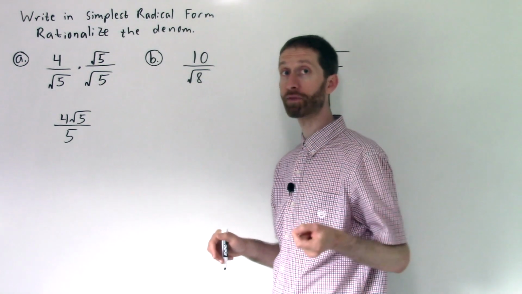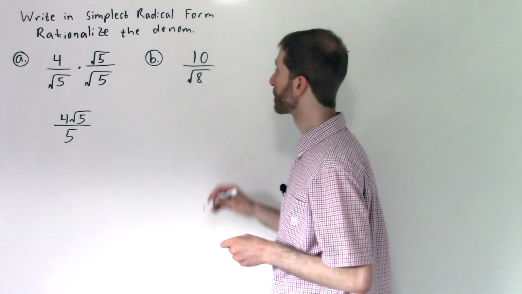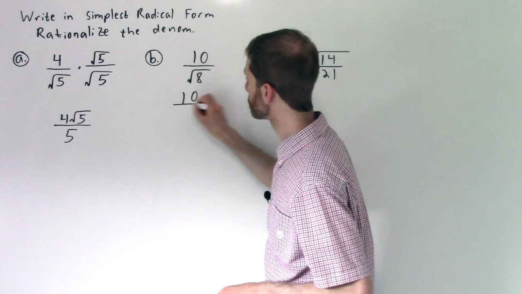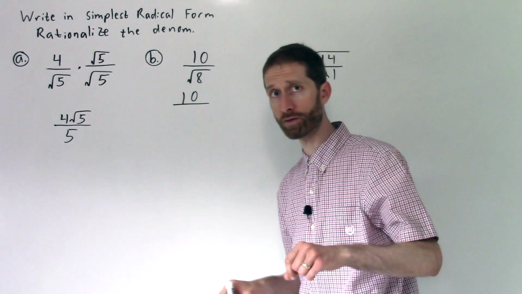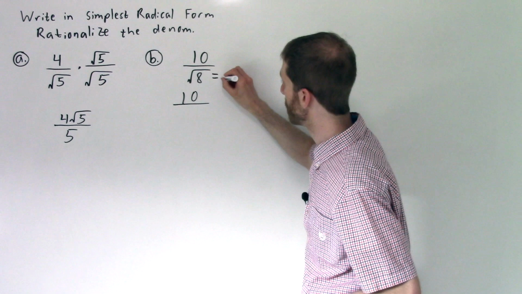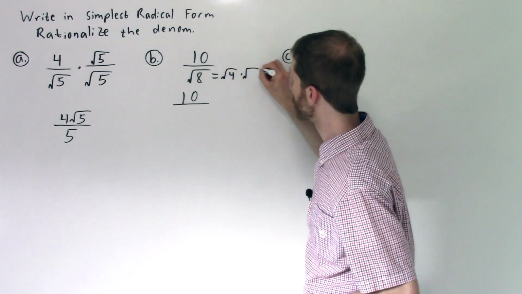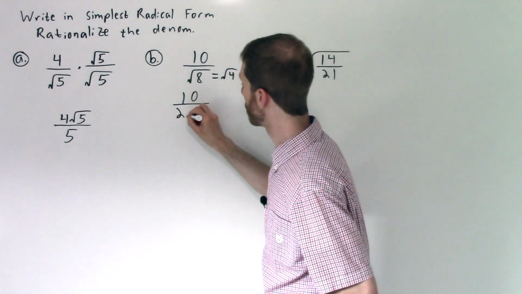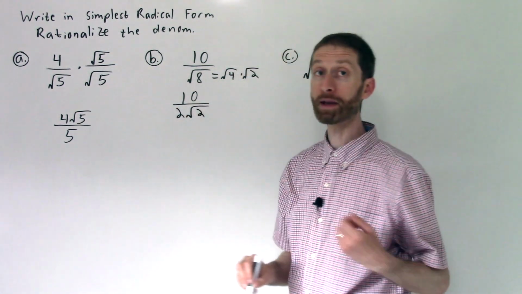However, we can simplify the square root of 8 quite a bit. So I'm going to simplify that down and rewrite this as 10 over the square root of 8, which is the square root of 4 times the square root of 2. So if you can reduce the square root, do that. So that is going to be 2 root 2. Okay, that makes life a lot easier.